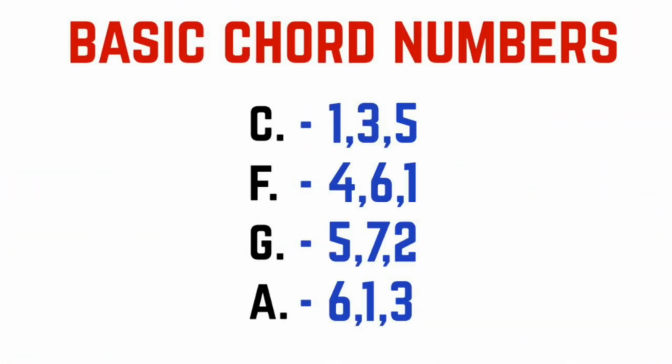So we have them here. The C major consists of the 1, 3, and 5, or if you're using solfege notation, that is going to be do, mi, sol. And the F major consists of the 4, 6, and 1. If you're using solfege notation, that's going to be fa, la, do. And the 5 consists of the 5, 7, 2. If you're using solfege notation, that would be sol, ti, re. And then the 6th consists of 6, 1, 3. And if you're using solfege notation, that's going to be la, do, mi.